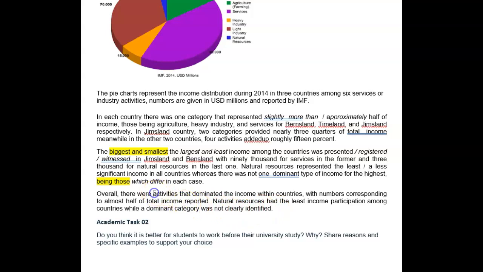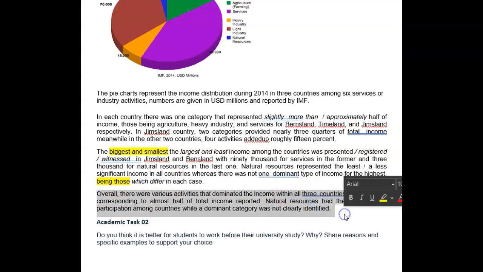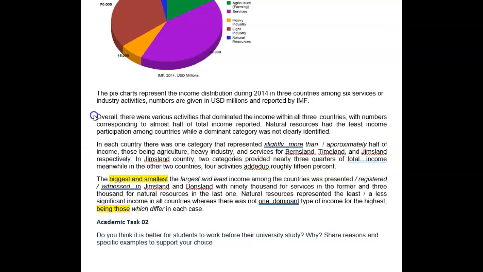Okay, so I would put there were various activities or a range of activities that dominated the income within all three countries with numbers. Now personally, we've probably talked about this before, I like this to come here because for me, it's more like an intro. This is what it is. Here's the overall, here's the overview, and then you're going to get me into the detail. It's up to you. It doesn't matter.